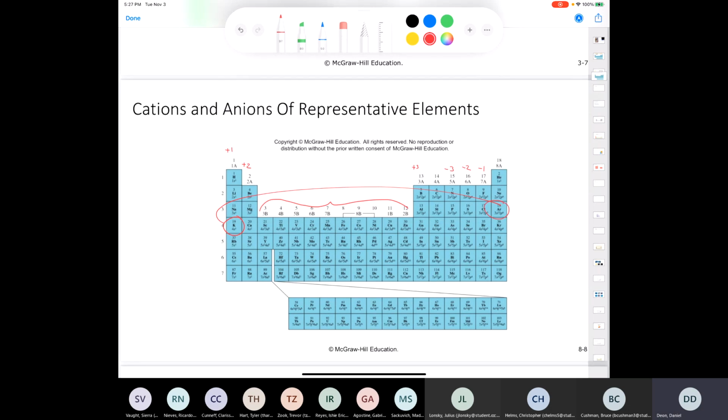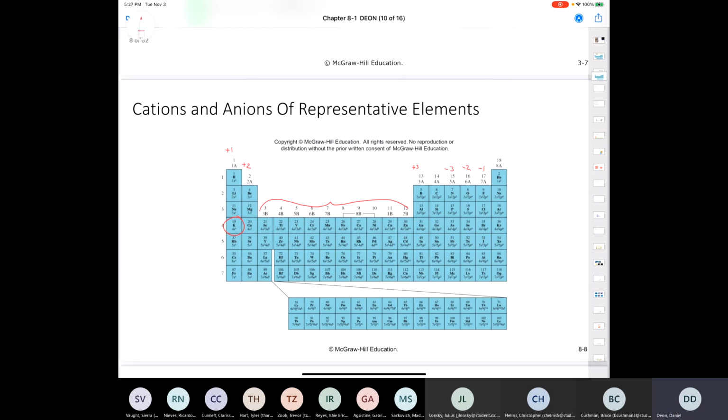If you back up 1, you go from 19 to 18. When potassium loses 1 electron, it goes from having 19 electrons to 18 electrons. Then it has the same number of electrons as a noble gas. We call that being isoelectronic, when 2 ions, or an element and an ion, have the same number of electrons.